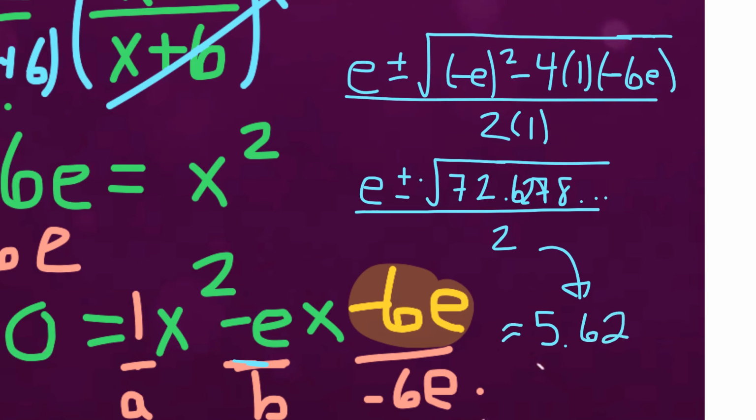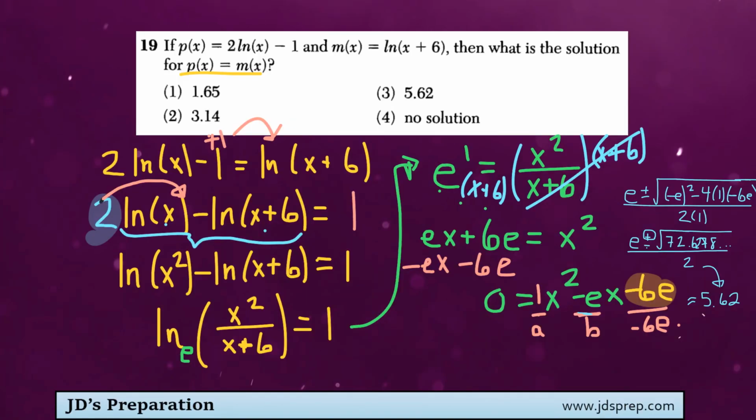And I got that by adding here. You'll notice that if you try subtracting, you end up getting a negative answer. And if x was negative, you'd get an error, right? You can't take the natural log of a negative number. So you ignore that. And 5.62, therefore, is the only real answer. So that's option number 3.